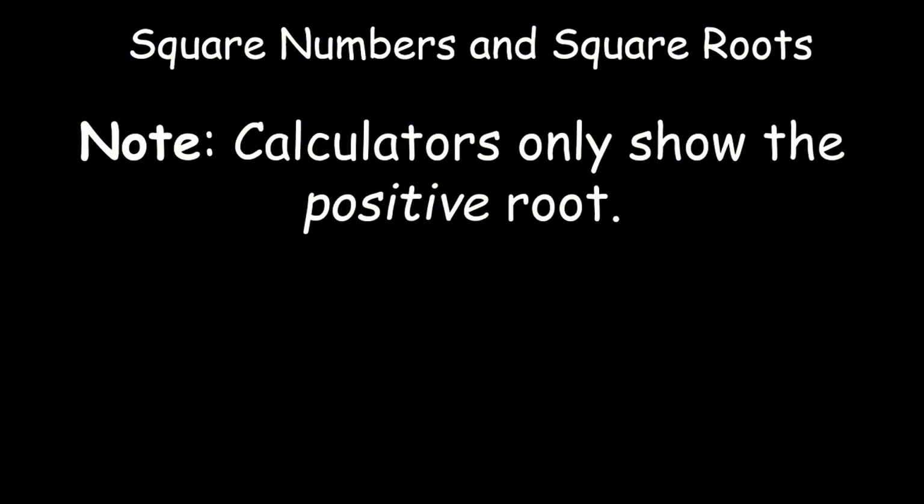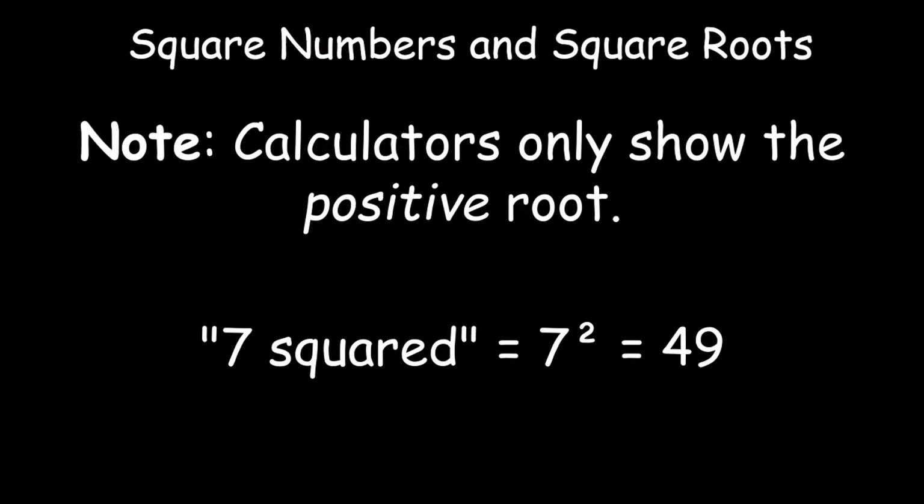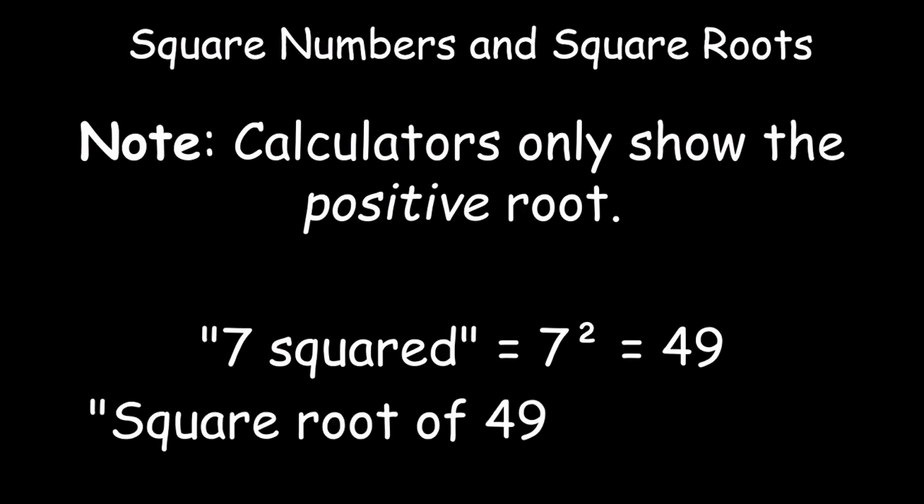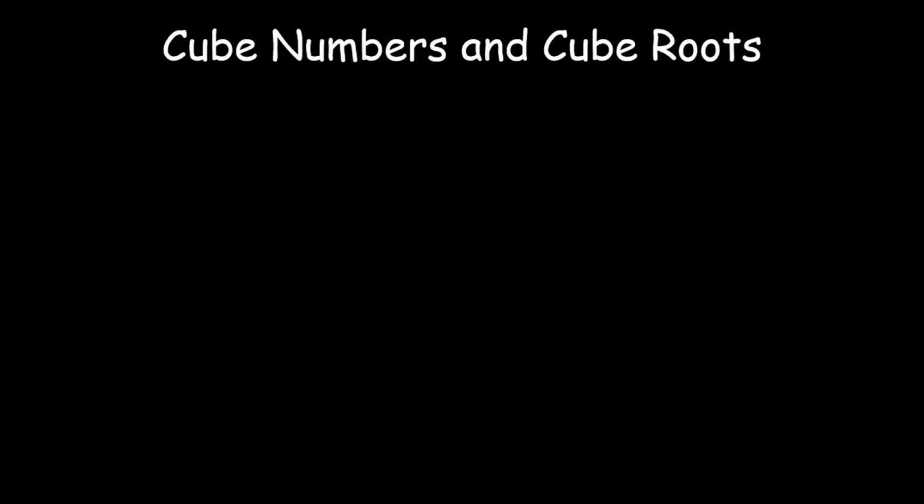In summary, the number is read as 7 squared if you are looking at square numbers, and when you are reading from backwards, you say the square root of 49 is positive or negative 7.